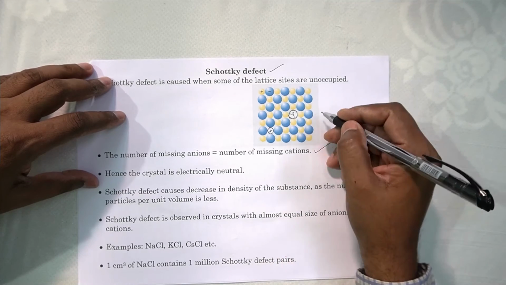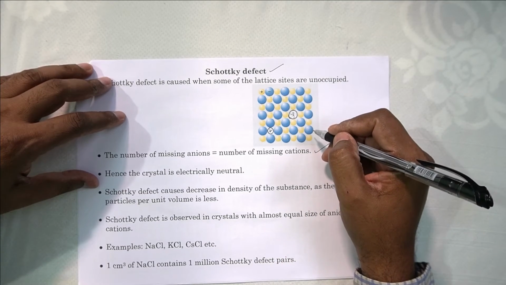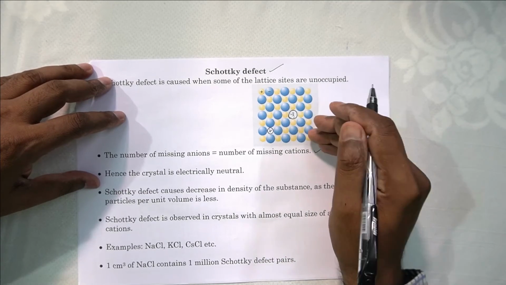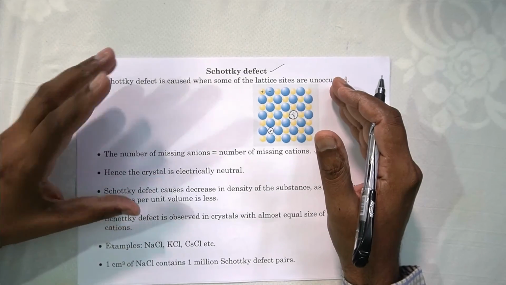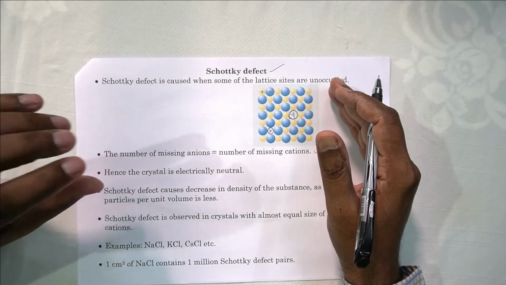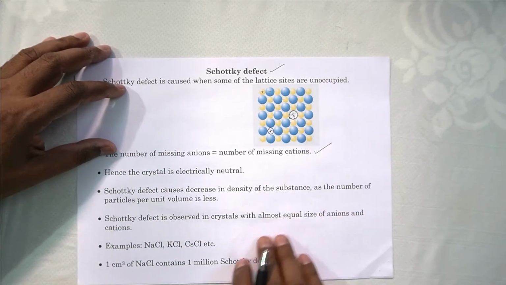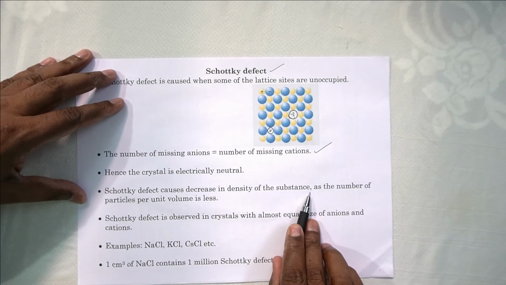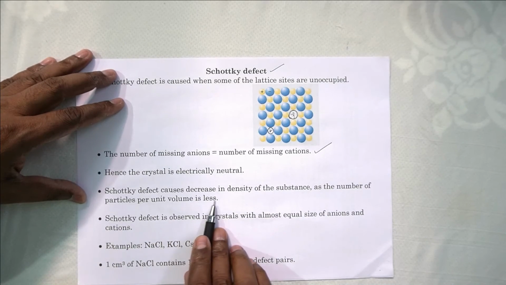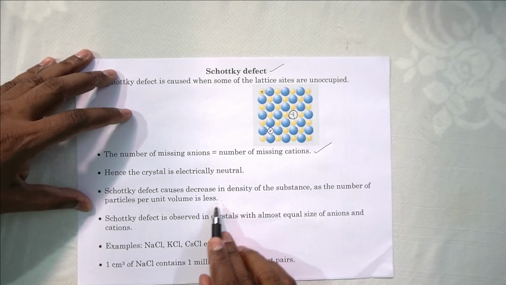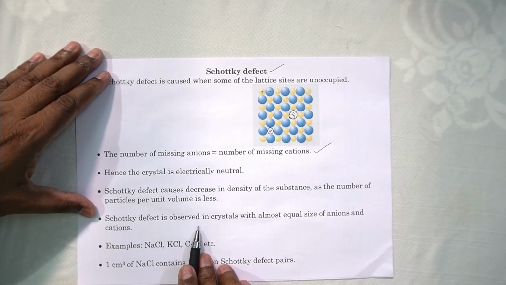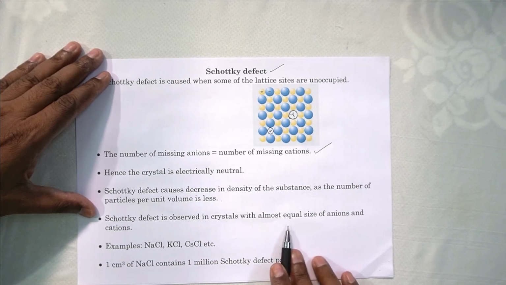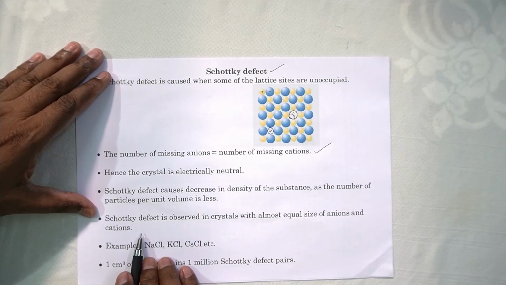Now the density of the crystal will decrease. Why? Because the number of cations and anions which are supposed to be there in 1 cm cube will not be there. It will be less. A few anions and cations will be missing in pairs. Schottky defect causes a decrease in density as the number of particles per unit volume is less. Now Schottky defect is observed in crystals with almost equal size of anions and cations.